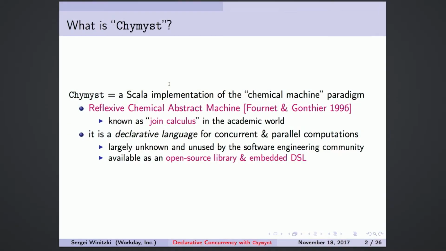Chymyst is a Scala implementation of the chemical machine paradigm of concurrency. This was invented about 20 years ago, and it is known as joint calculus in the academic world. But actually, it's not a calculus. It's a programming language, which is a domain-specific declarative language for concurrency and parallelism. Largely, it's unknown and unused by the industry or software practitioners. So I'm trying to remedy that.